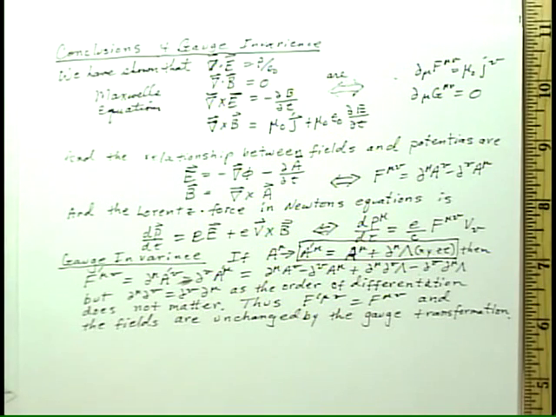Now, when we say that the electromagnetic fields are unchanged, we mean the physics is unchanged, because the physics is determined by the electric and the magnetic fields. And if the electric and the magnetic fields are the same, the forces that will be exerted on the particle will be the same, even though the vector potential that gives rise to the electric and magnetic fields has been altered by this contravariant derivative of a scalar function.